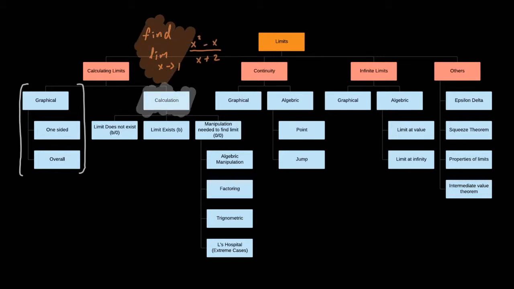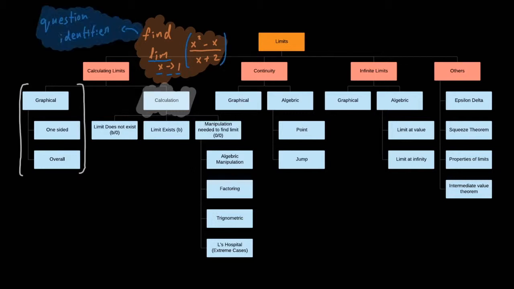Whenever you see a question like this, which we read as limit as x approaches 1 of this equation, then you should know that we are talking about calculation of limits. In such questions, if you substitute this value in the given equation, you will get one of three answers. Either you will simply get a numerical value like 6, or you will get a numerical value divided by 0, or you will get a 0 divided by 0.